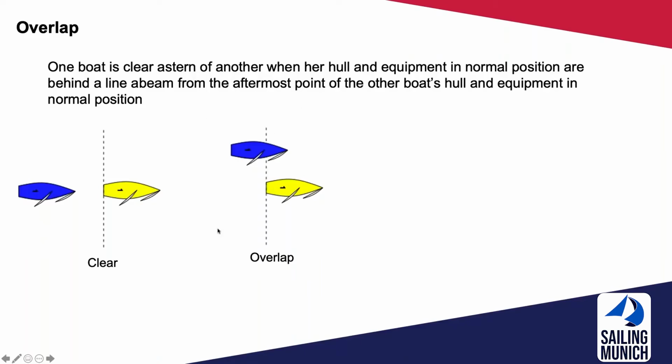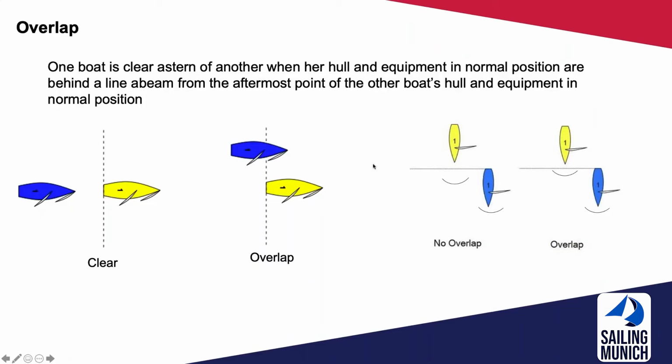You might ask, why does the rule say normal position? Well, this is a very complicated way of saying something that seems simple. Why are the words normal position there? And the reason really is so that you can't game it by changing the position of your equipment in order to artificially create an overlap.